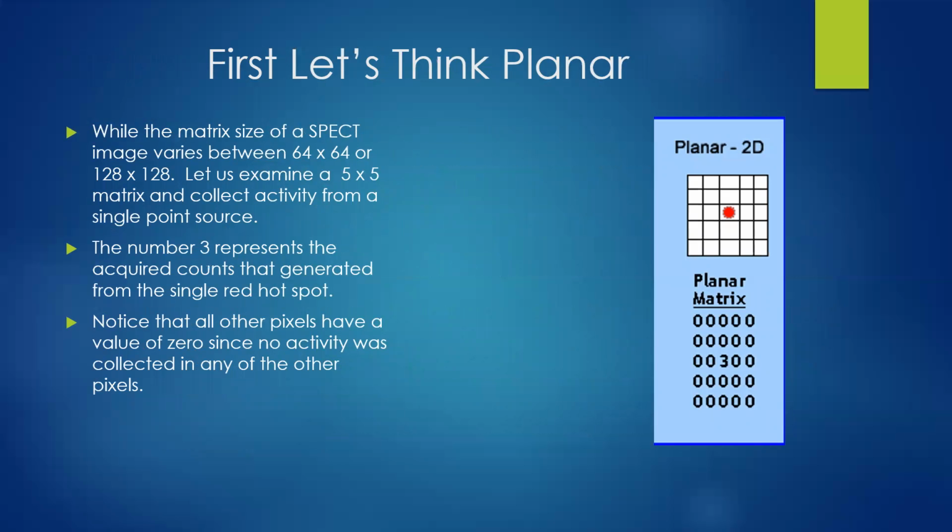So let's first take a look at a planar image. While a planar image may be a 64 by 64 or 128 by 128 matrix in a SPECT scan, I want to look at something really simple. We're going to look at a 5 by 5 matrix. And what I want you to realize here is that I have a single solitary hot source, and it's right in the center of my FOV, my field of view. It collects a certain amount of counts in that pixel. If you look at the display here, I'm saying that you've got 3 counts. Everything around it is 0, right? Because the hot object is only being collected in that center pixel.